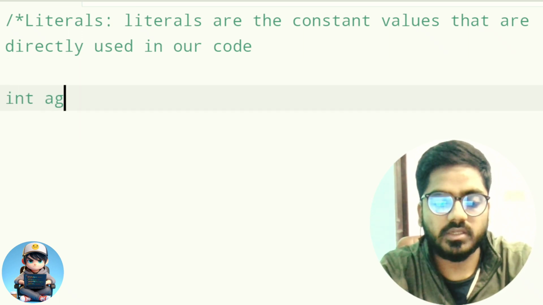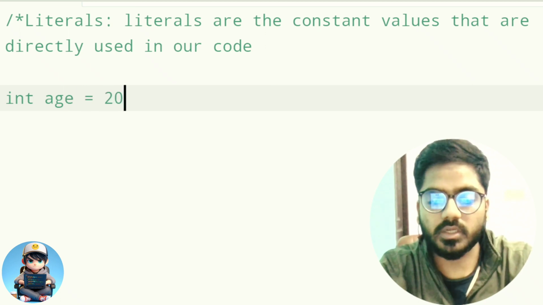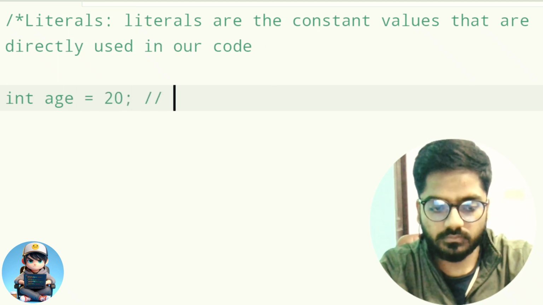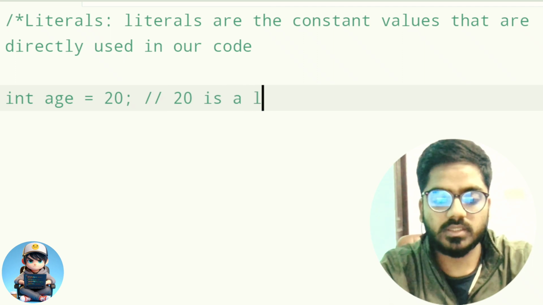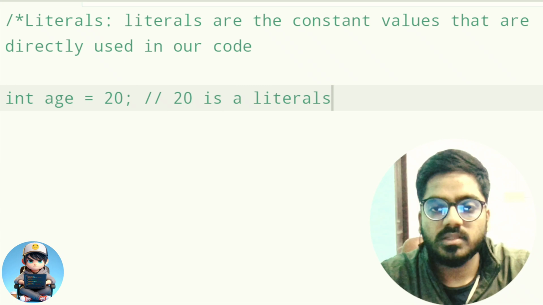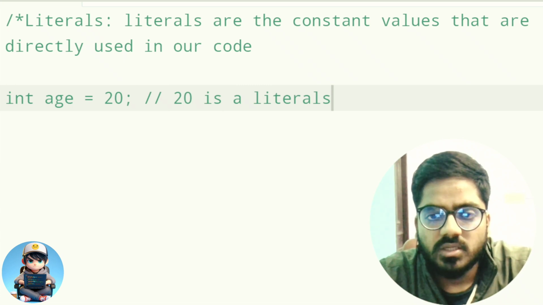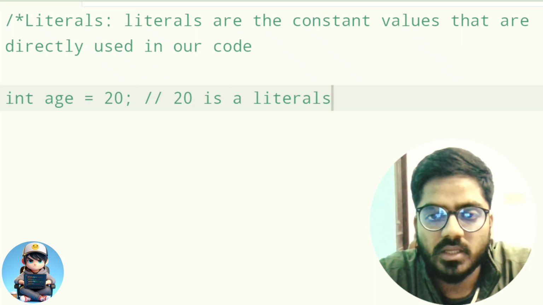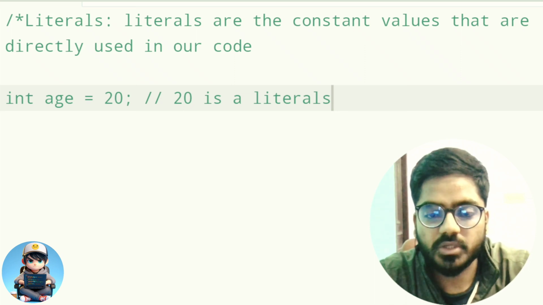So if we write int age is equal to 20, so here 20 is a literal. Why 20 is a literal? Because it's a fixed value that is directly assigned to a variable age without any further computation.